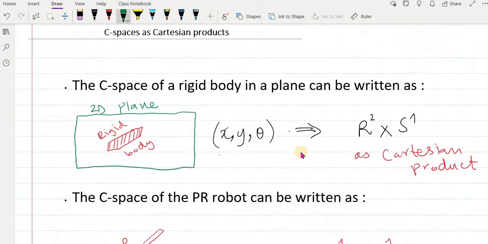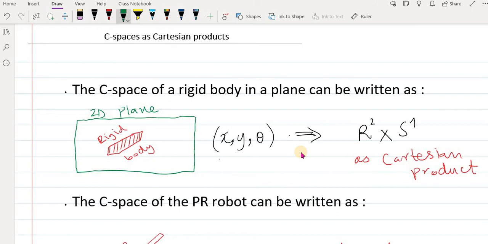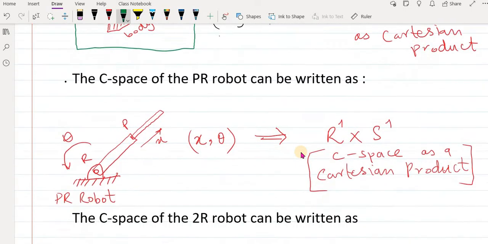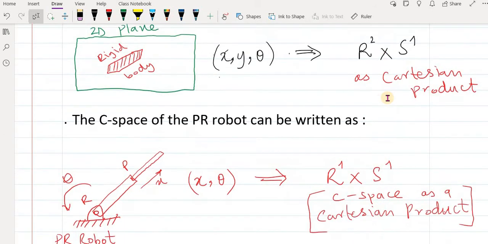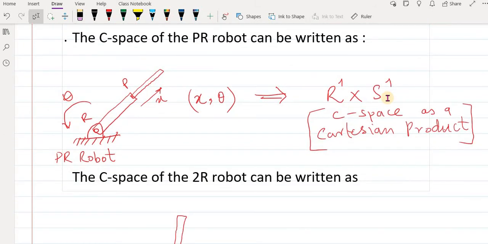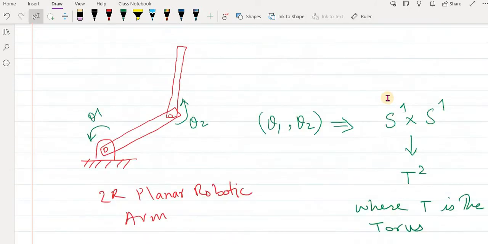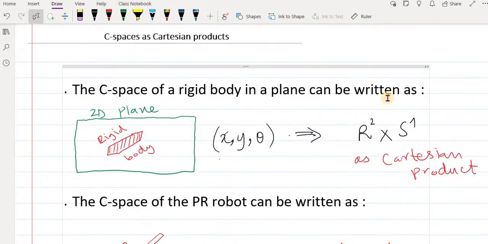Okay, now we have already seen how we can represent the C space as Cartesian products, and it's quite easy because you just have to combine the basic representations of your configuration, and then add a cross in between, and then it's a complete representation of your rigid body.